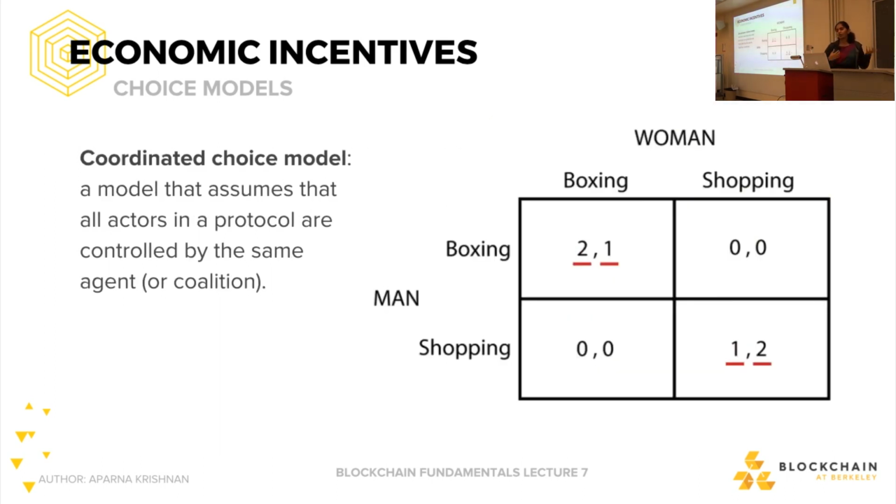And then you have the coordinated choice model. An example of this is if you and your boyfriend are going on date night, you want to go wherever you go together. So either you both go boxing together or you both go shopping together, but whatever you do, you want to coordinate with your boyfriend. And in this, you're assuming that all the actors have some common incentive or some common motivating factor.